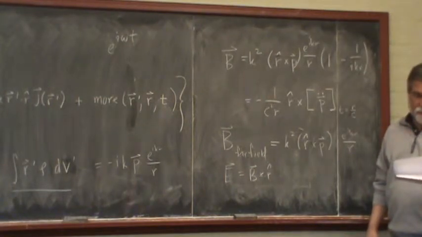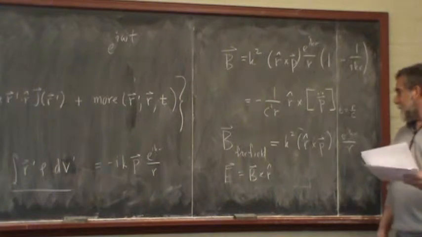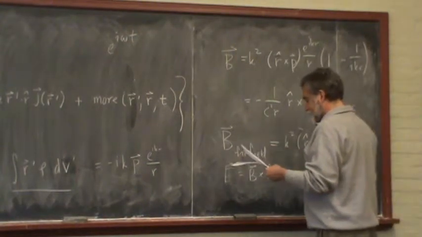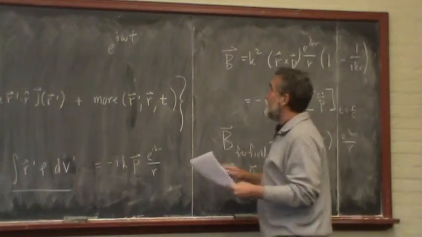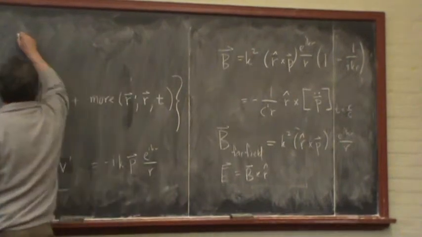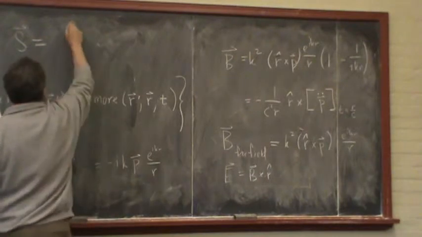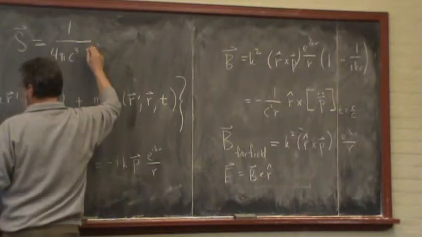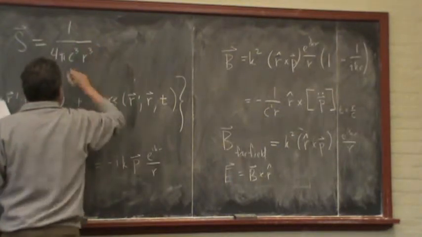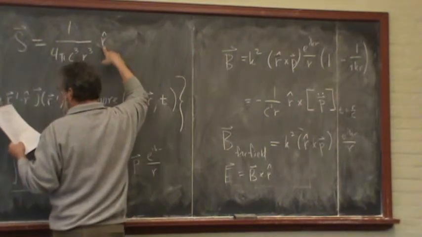I'll write it down. Put it over here, and then I'll erase it again. The Poynting vector is c over 4 pi E cross B. So it's 1 over 4 pi c cubed r cubed r hat. It points away from the source.